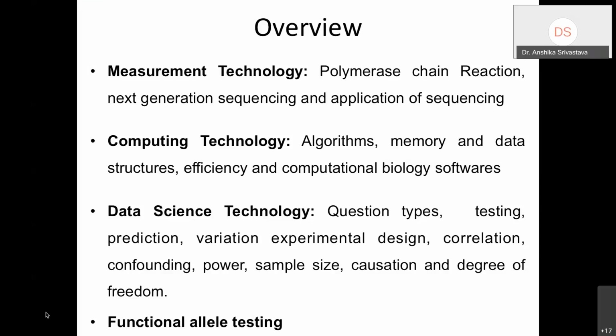I will not be talking about power, sample size, and causation, because those are mainly associated with complex diseases. But here my talk is more focused on rare Mendelian genetic diseases. And there I will take an example, and then I will explain to you step by step how we take the approach for identifying the disease gene, and then what we do once we have the disease gene, how we go for functional validation. And in the fourth section, I'll be talking about the functional allele testing.